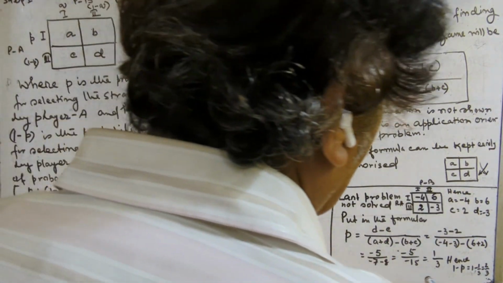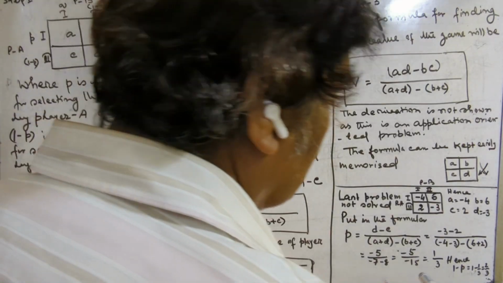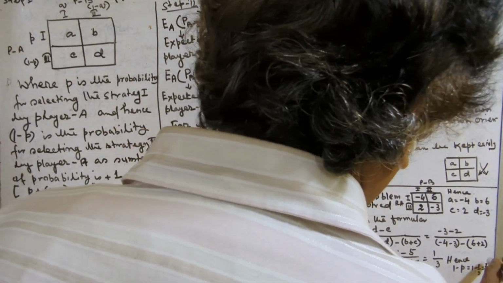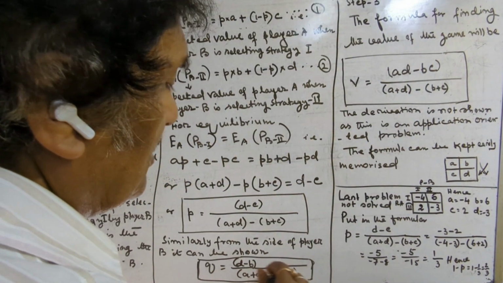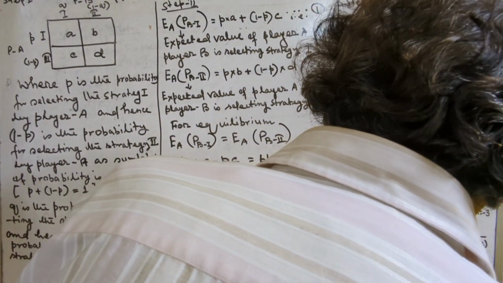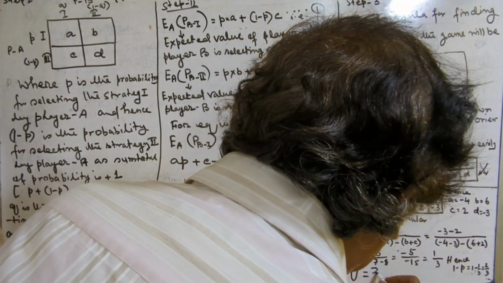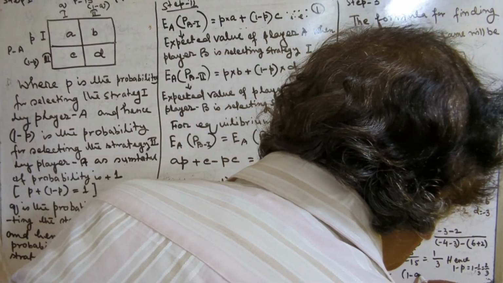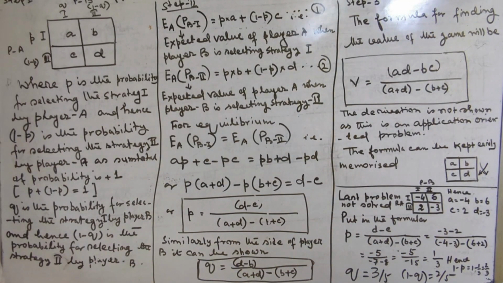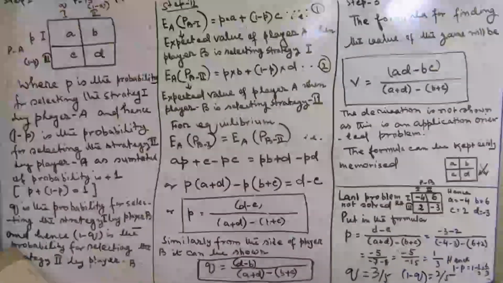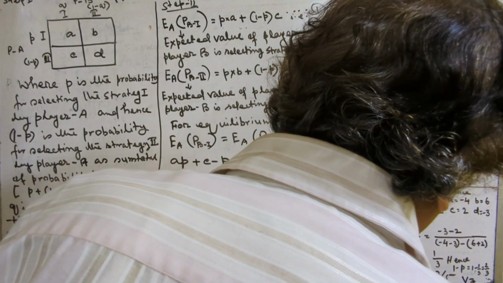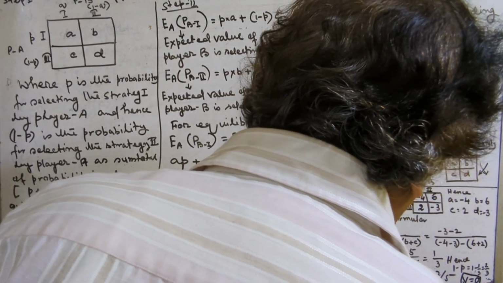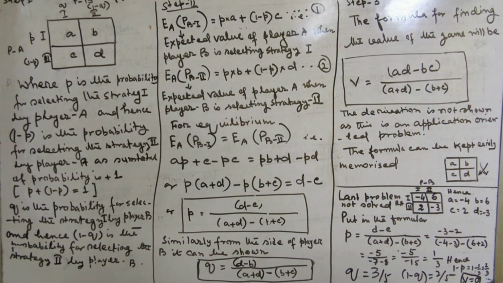If the value of P is 1 by 3, then the value of 1 minus P will be 2 by 3. In the same way, you can also find the value of Q. You put D minus B in this formula, then you will get the value of Q as 3 by 5, you can check. Then 1 minus Q will be 2 by 5. In this way, you can solve the mixed strategies. How you will apply the mixed strategy, I will discuss separately.